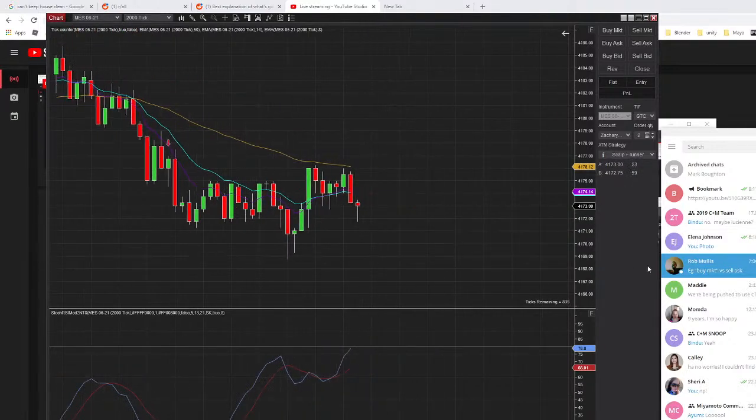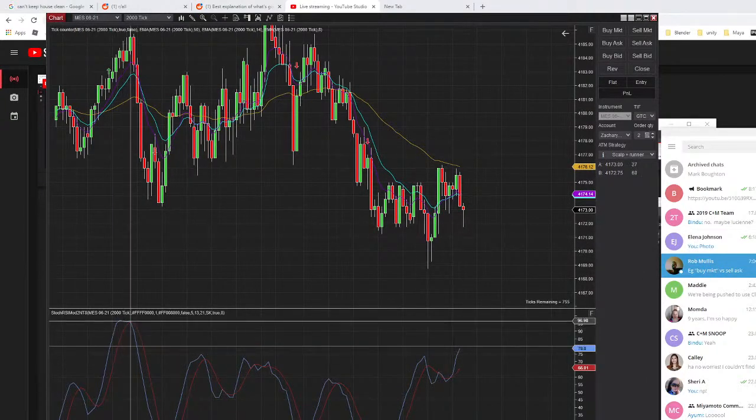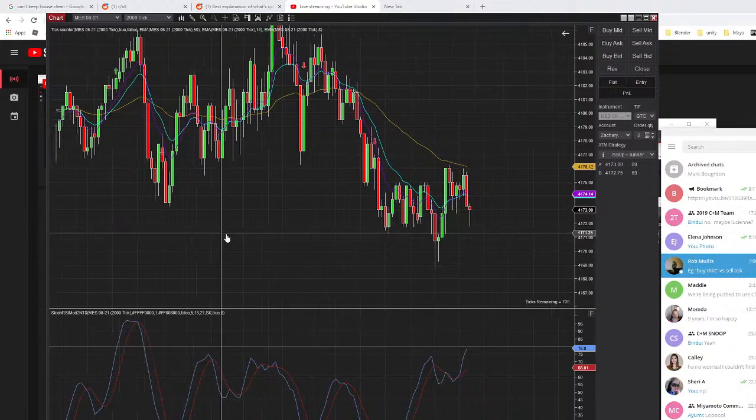And I'm not entering any trades right now, as you can see, because there are still no clear signals. But check this out, for example, okay?